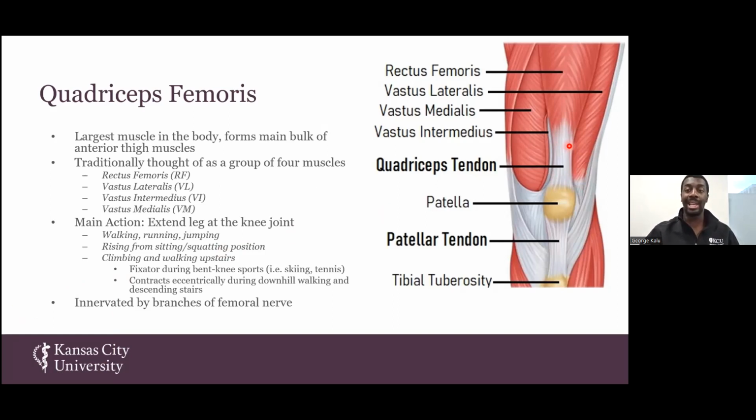If you think about kicking your leg out, that is going to be the main function of the quadriceps muscles. This is going to be involved with a lot of our daily activities, like walking, running, jumping, getting up from a seated position or a squatting position, as well as climbing and walking upstairs. In addition to that, it's also really important in bent knee sports like skiing and tennis to stabilize the knee joint as well. And it acts like a brake system when you're walking downstairs or walking downhill, to make sure you're not walking faster than you can control. And this muscle is also innervated by branches of the femoral nerve.